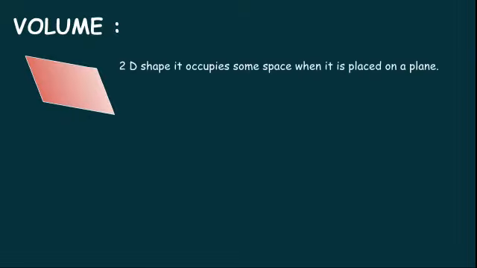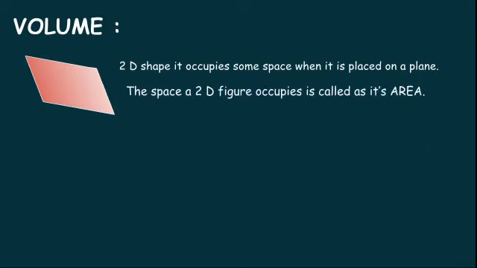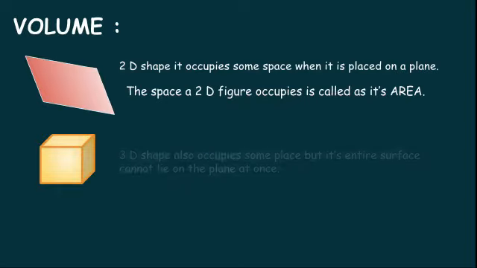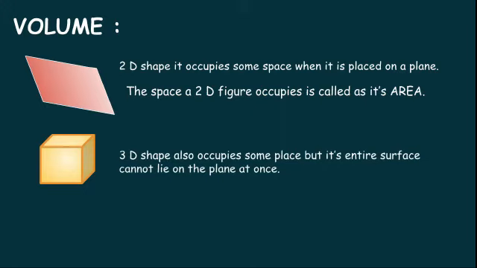So we can see this is a two-dimensional shape. It occupies some space when it is placed on a plane. The space a two-dimensional figure occupies is called its area. And we can see this is a three-dimensional shape. It also occupies some space, but its entire surface cannot lie on the plane at once.